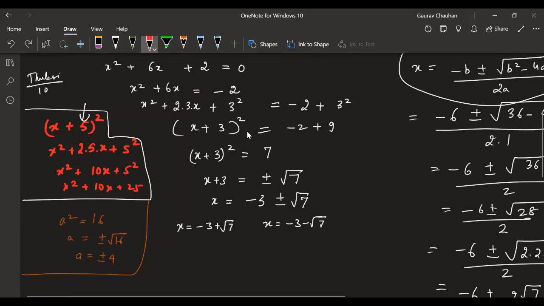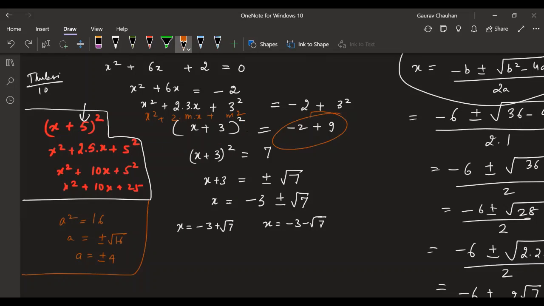Let's not call it a, a is already used here. Let's call it m. So I'm finding my m here, and I'm adding the m square on both sides. Then what I notice is my left side becomes of the form x plus m the whole square, because this is x square plus 2 into m into x plus m square. It's x plus m the whole square.